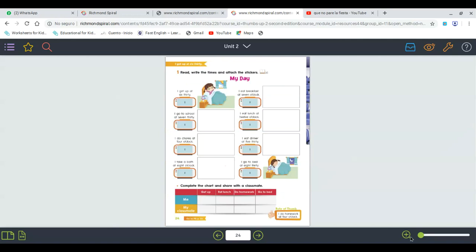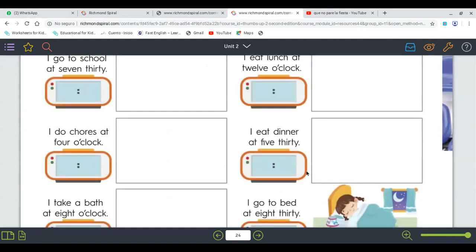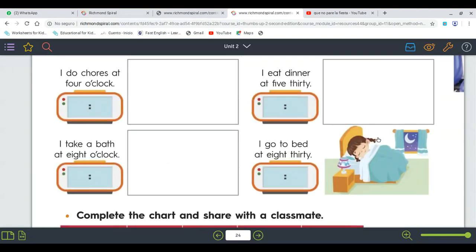I eat dinner at 5:30. Very early, because here in El Salvador, many of us eat dinner at 9 o'clock. I take a bath at 8 o'clock. Take a shower, in this case. It's a bath too. And I go to bed at 8:30.